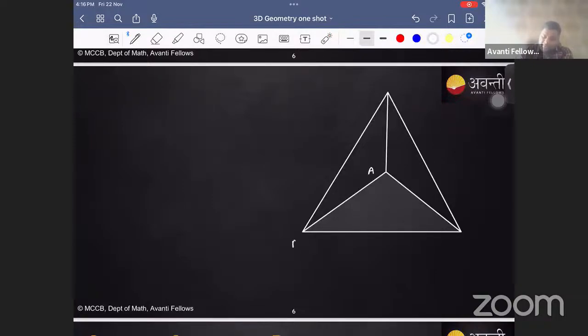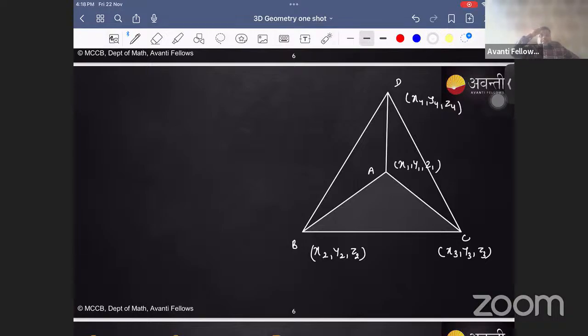So this is A, B, C, and D. This tetrahedron is a pyramid. See, this A will be say x1, y1, z1. B is x2, y2, z2. C is x3, y3, z3. And D is x4, y4, z4. So this ABCD is a tetrahedron with vertices as A (x1, y1, z1), B (x2, y2, z2), C (x3, y3, z3), and D (x4, y4, z4).